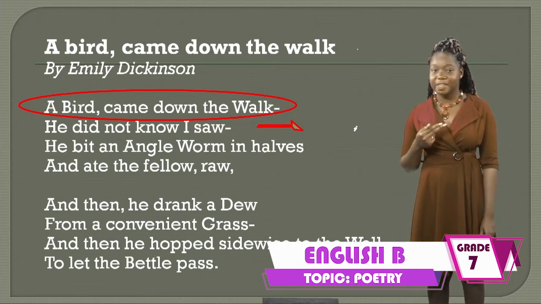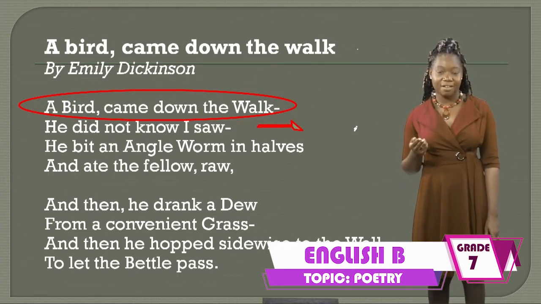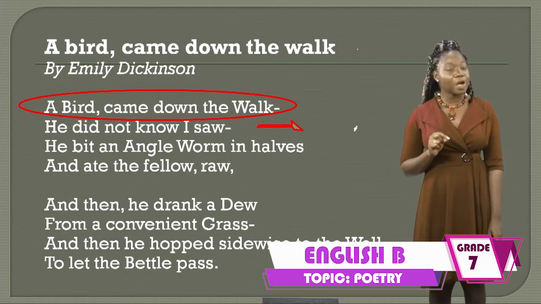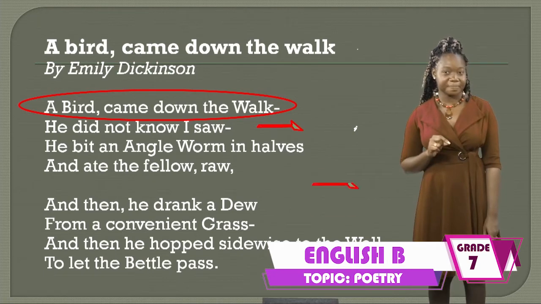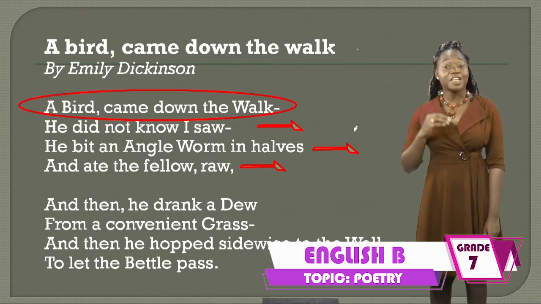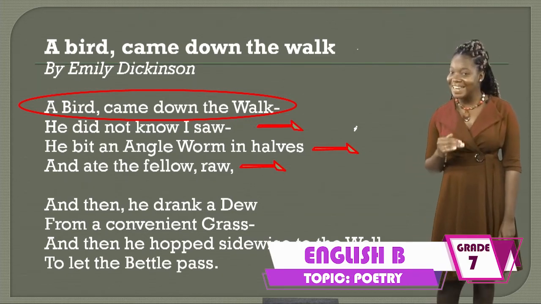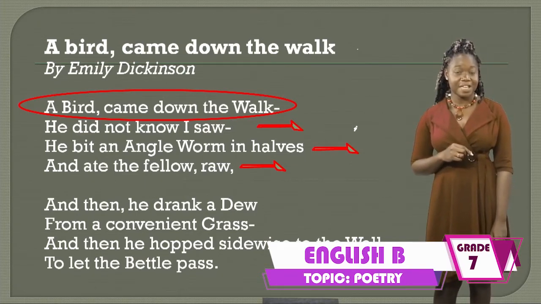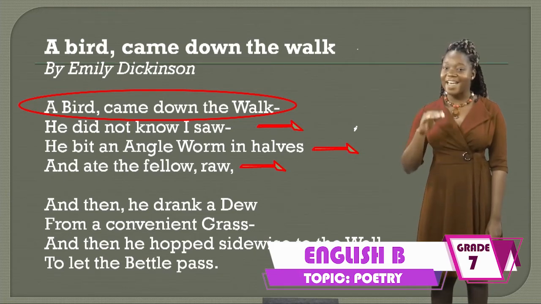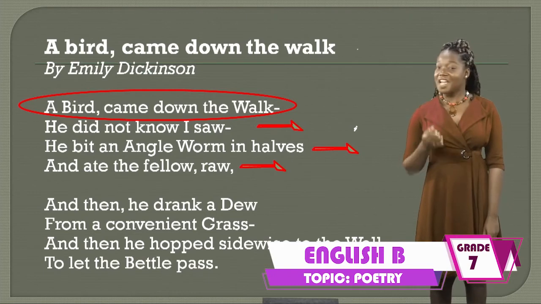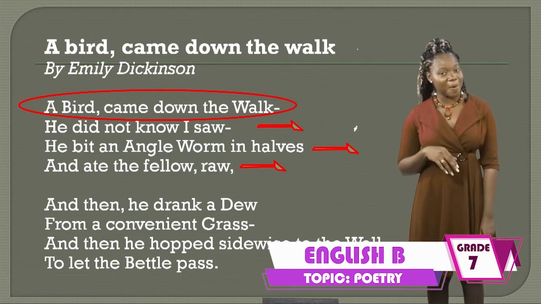There you go. He did not know I saw. That's the second line in the poem. What would be our third line? And line 4? Good. Can you tell me how many lines are in the poem now? So we have 4 at the top and 4 at the bottom, which gives us 8. There are 8 lines in the poem.